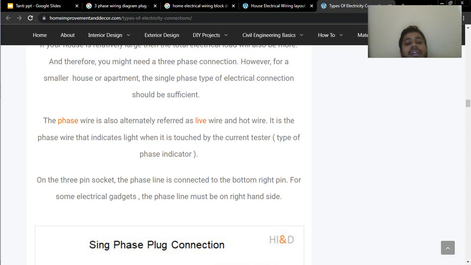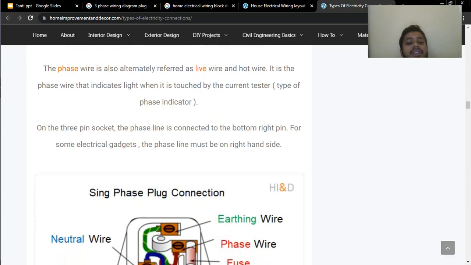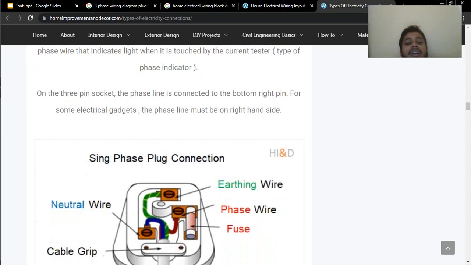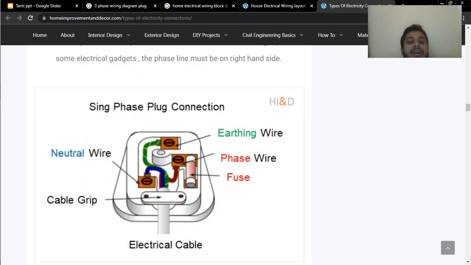The phase wire is also referred to as a live wire or hot wire. It is the phase wire that makes the current tester, a type of phase indicator, light up when touched. On 3-pin sockets, the phase line is connected to the bottom right pin for some electrical gadgets, and the phase line must be on the right hand side. So phase must always be on the right hand side.